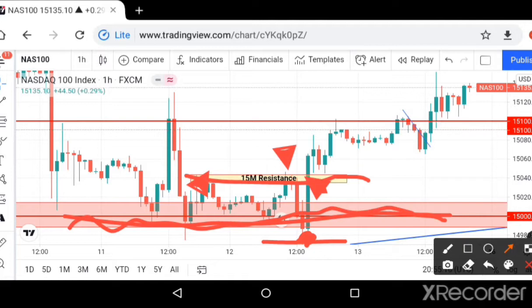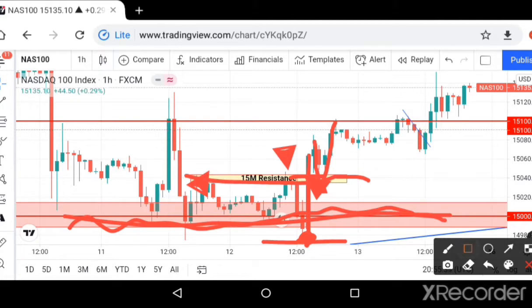Let me show you now. This broke out at this level with this candle up here, then it came back with this candle and resisted at this level. From there it went up. It means it was a good buy trade. Okay, now let's talk about this structure.